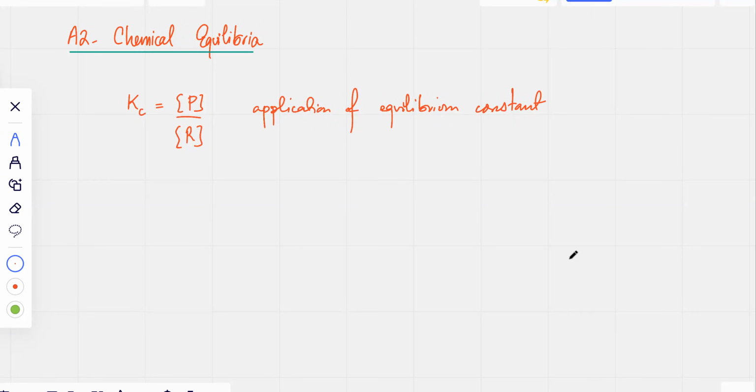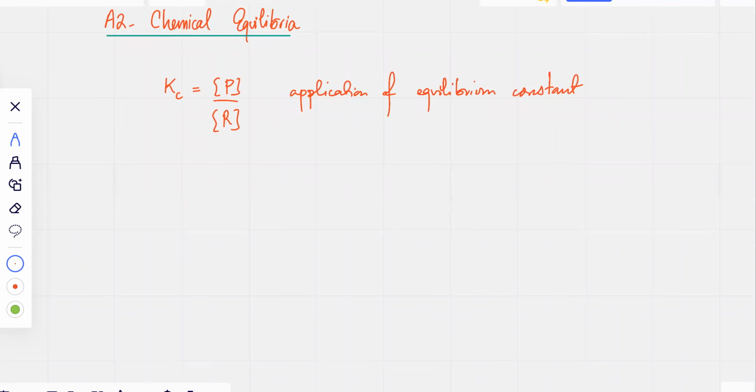So the first, and different equilibrium constants are going to have different names. Just like enthalpy change, you have enthalpy change of formation, you have enthalpy change of combustion, depending on whose enthalpy change you're calculating, and so the names of Kc are going to change. The first one that we are going to study is going to be called Kw.